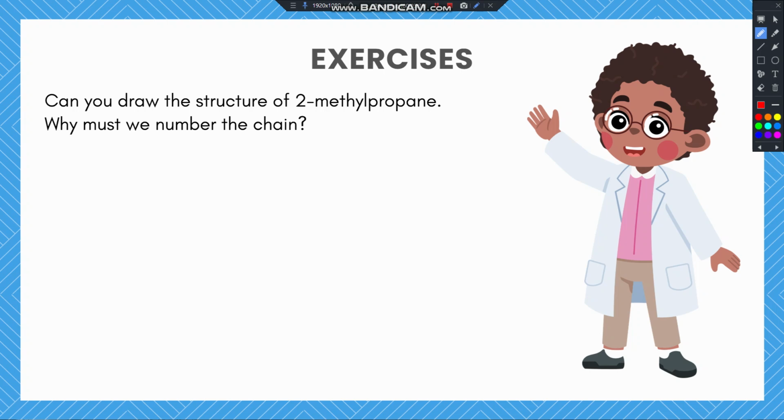Well, to draw the structure, the first thing you need to do is to look at the parent name. The parent name is propane. Propane means that it has 3 carbon atoms. So let's draw the structure by starting with the carbon atoms. 1, 2, 3. You can see how I drew the structure. 3 carbon atoms. The next thing to do will be to look at the prefix or the substituent or the branch.